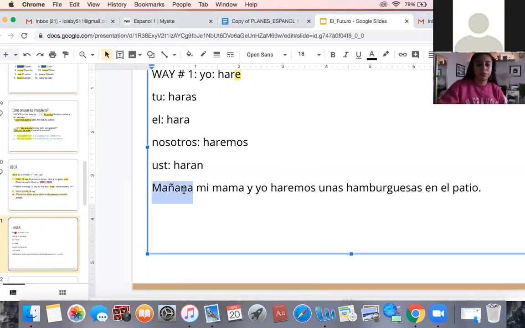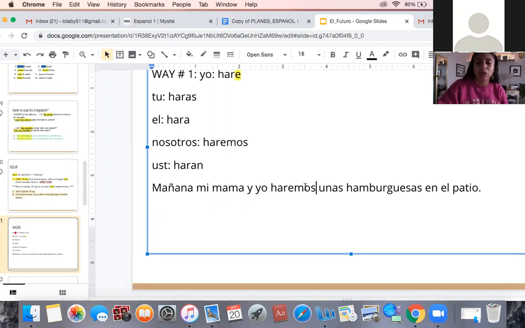In the morning, me and... No, tomorrow. Tomorrow, me and my mom make hamburgers on the patio. Muy bien. We're gonna make, or we'll make, right? So we'll make hamburgers on the patio. Muy bien. So that's one way.